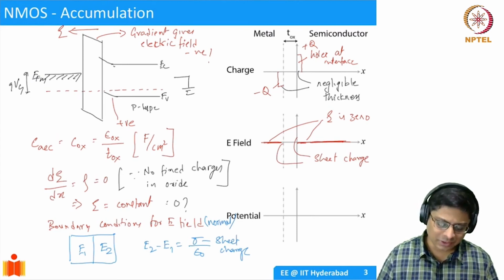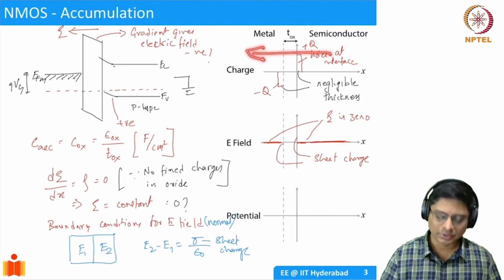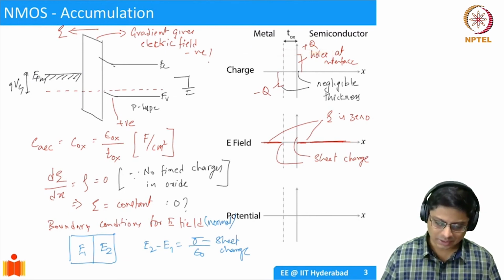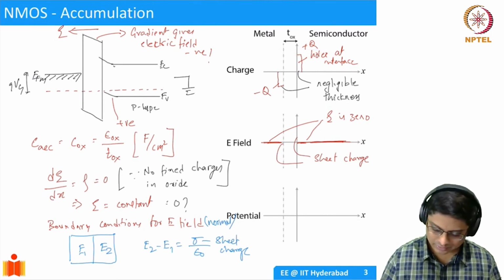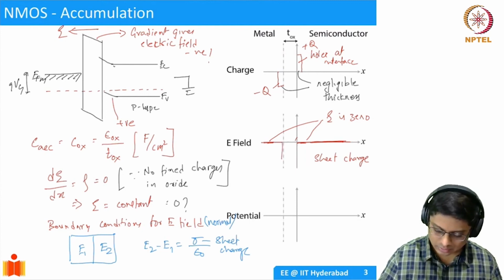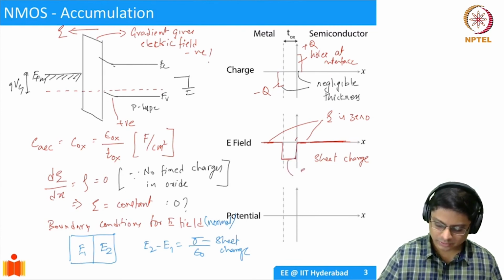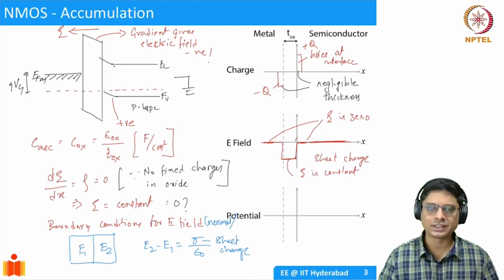And just by looking at this picture, we know that electric field is actually going from right to left. So we will take it to a negative number. And I will erase this bit here. Okay. And I'll show that electric field is essentially going to be something like this. Here, E field is constant. So this is how electric field looks like in a MOS capacitor.